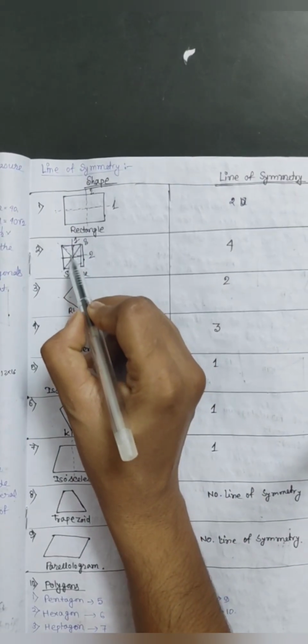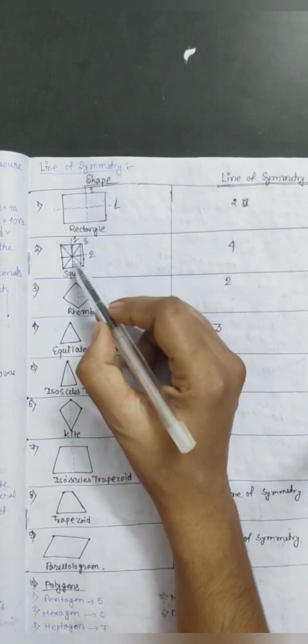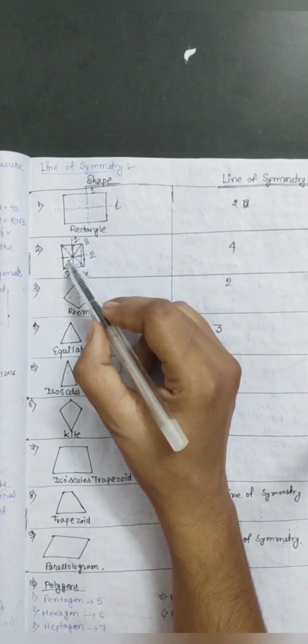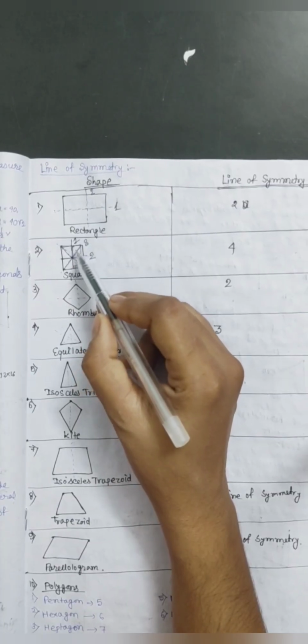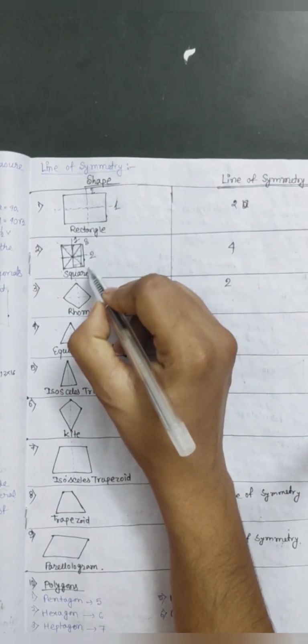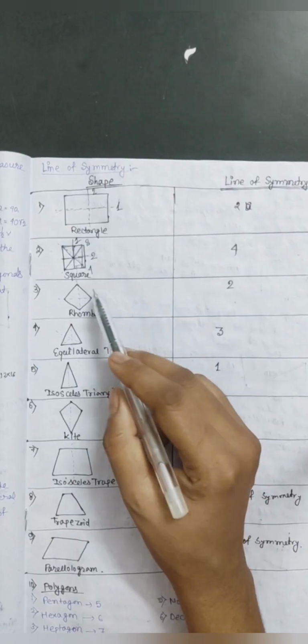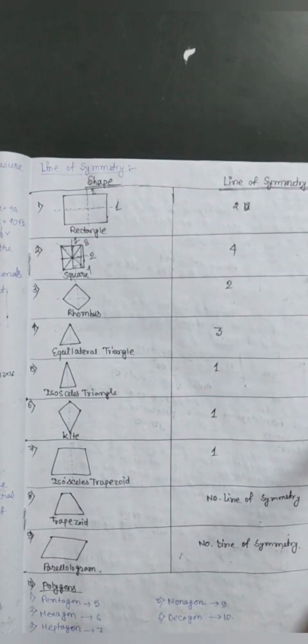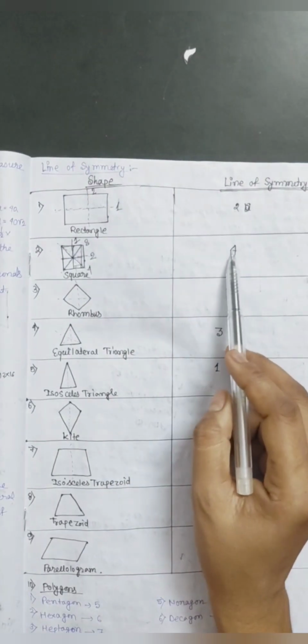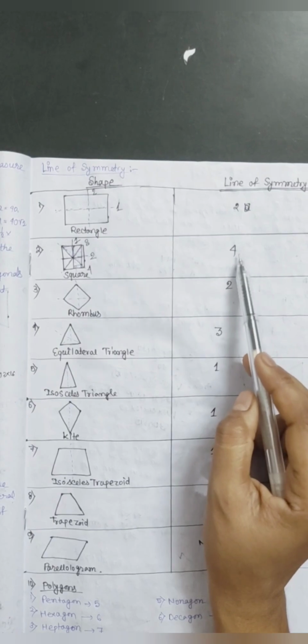And if we divide by this diagonal, then also we get one line of symmetry, and that divides this figure into two equal parts. So this is the fourth one. That means a square has four lines of symmetry. Here I write the number of lines of symmetry is 4.